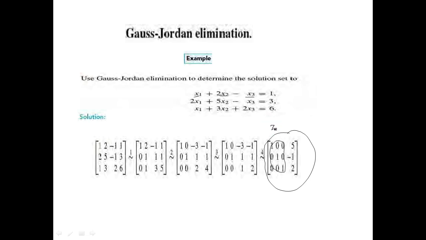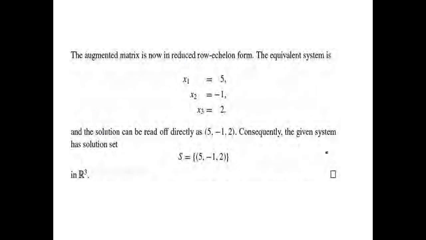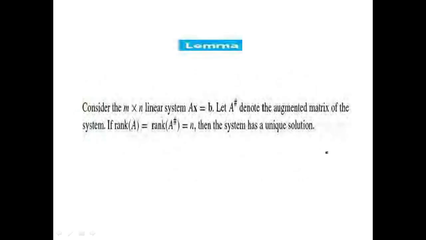So the rank of the coefficient matrix is 3, the rank of the complete matrix is also 3, and the number of unknowns is also 3. You see all three values are equal. Since all three values are equal, we may say by this lemma that the system has a unique solution.